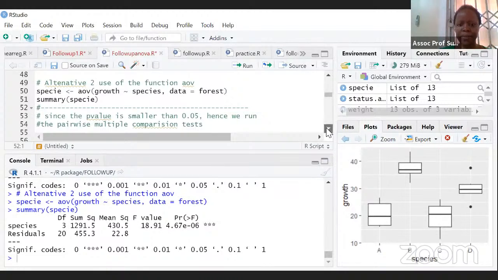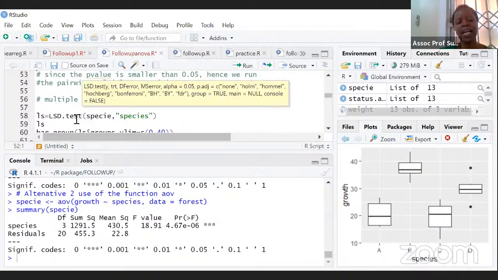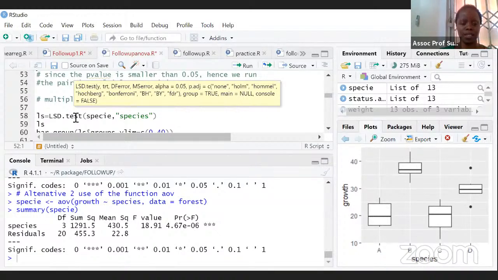So let's go ahead. I told you that multiple comparison tests are called post hoc tests. They are not planned for. When you get a significant ANOVA, then you can say, let me use them. So LSD is the first one we are going to use. The function is called LSD.test. And when you don't understand anything, you can actually ask R to help you. Just put a question mark, ?LSD.test, then it will tell you what LSD.test is.